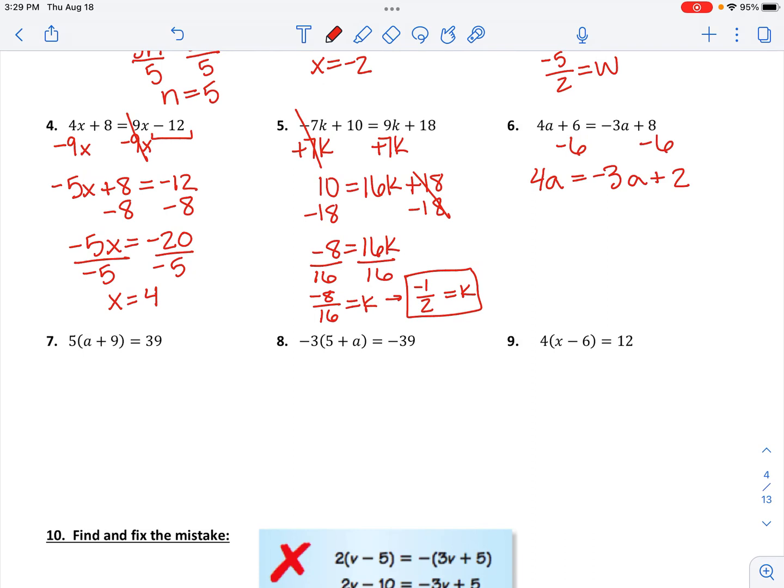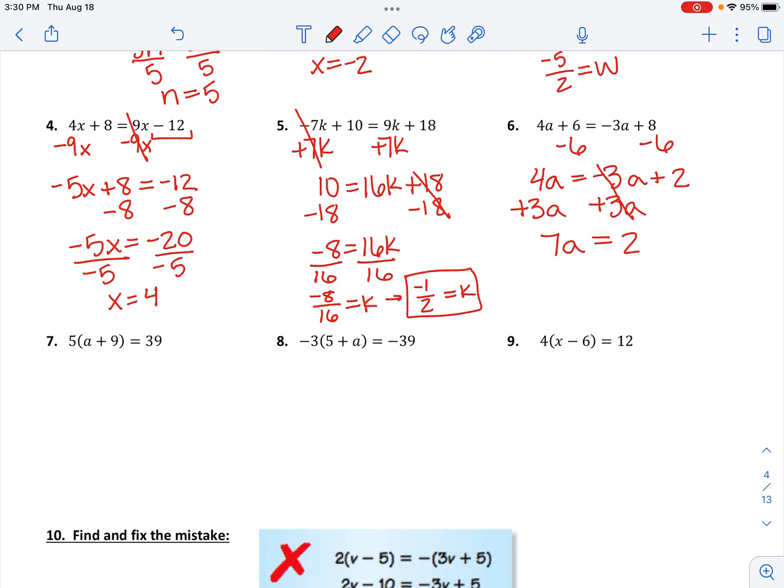So I have 4a equals -3a plus 2 because I moved that 6 to the right side. Now that I have all of my constants over here on the right, I need to move my variables to the left side. So 4a plus 3a is 7a. Cancel that out, equals 2.